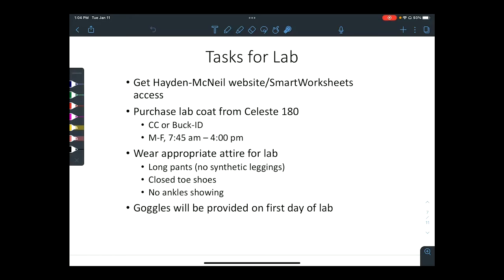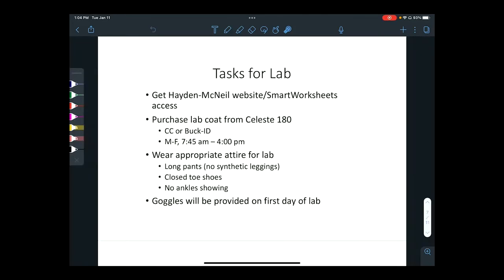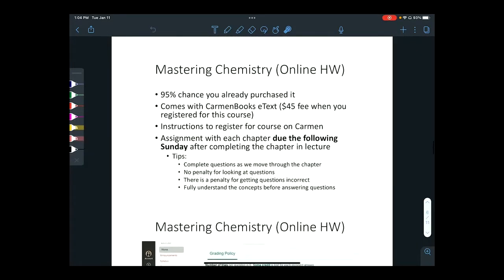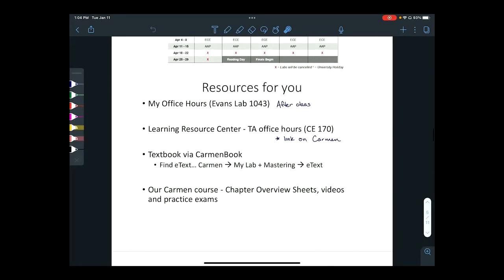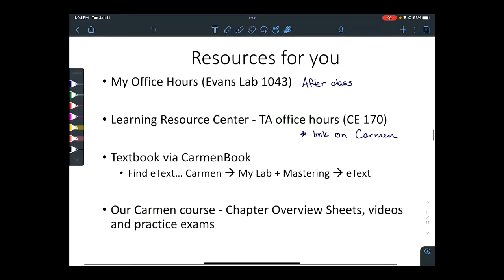So you need to get a lab coat, but goggles will be provided to you when you arrive at lab. So expect that. All right, so how many slides did I skip? A lot? Okay. So that's recitation lab.